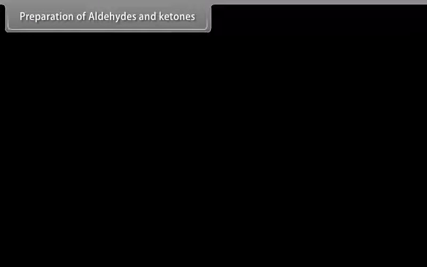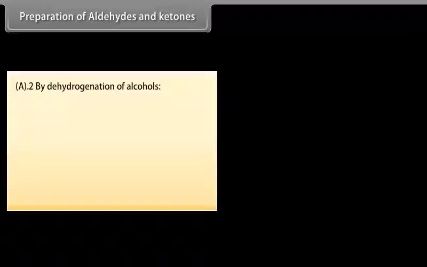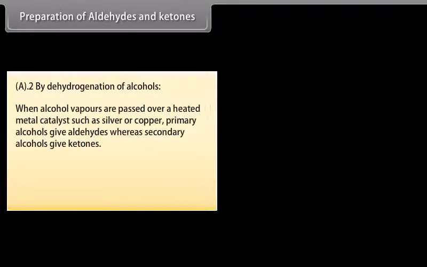Preparation of aldehydes and ketones. By dehydrogenation of alcohols. When alcohol vapors are passed over a heated metal catalyst such as silver or copper, primary alcohols give aldehydes whereas secondary alcohols give ketones.